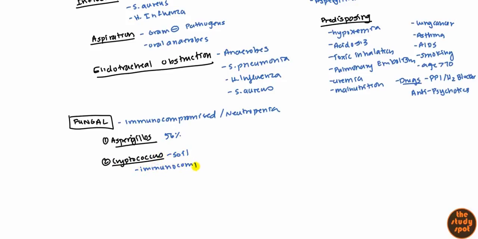Now, in an immunocompetent patient, it's generally going to be asymptomatic, and you just find it as an incidental finding on X-ray. However, in an immunocompromised patient, it tends to be very symptomatic.